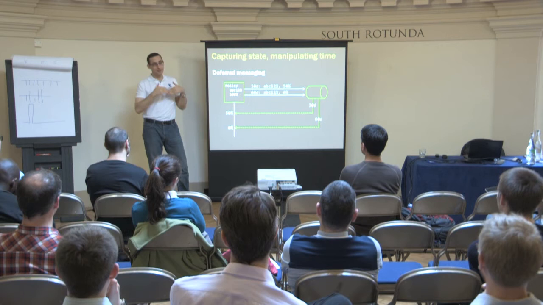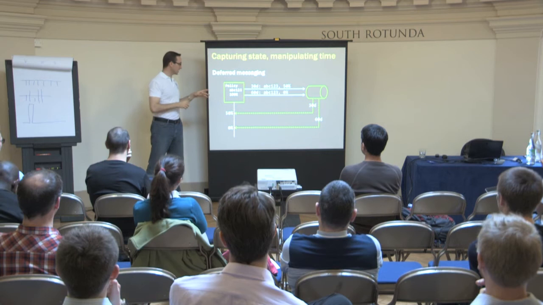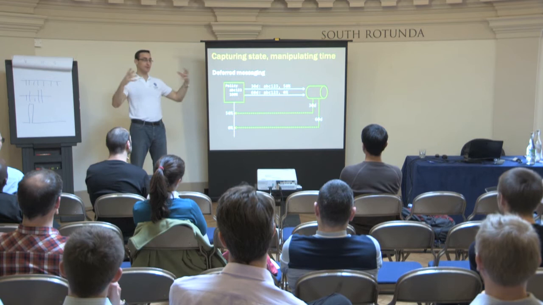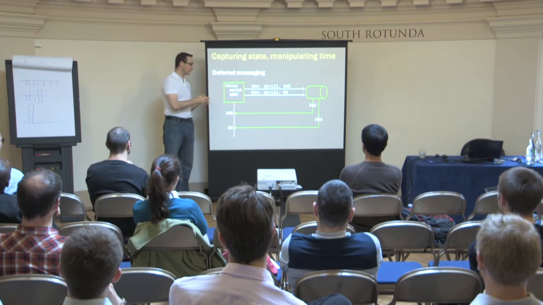I'll give you the technological answer first. The technological answer is that we can use infrastructure to give us very strong transactional semantics. So if you have two messages running, whether it's on two different threads or on two different machines, both trying to update the same state, then you'll end up with a concurrency violation.